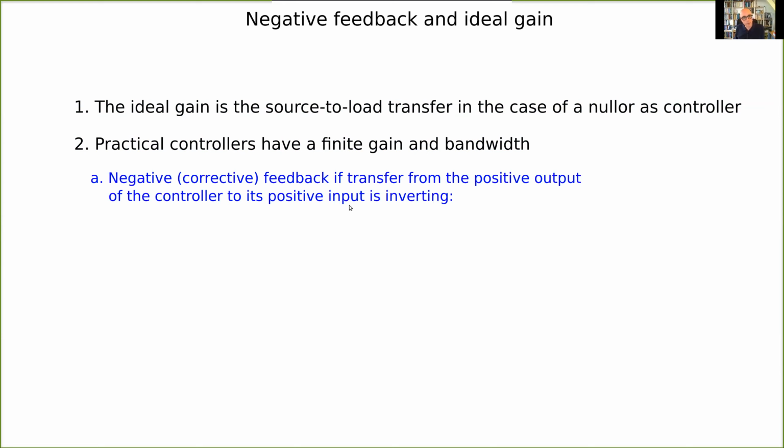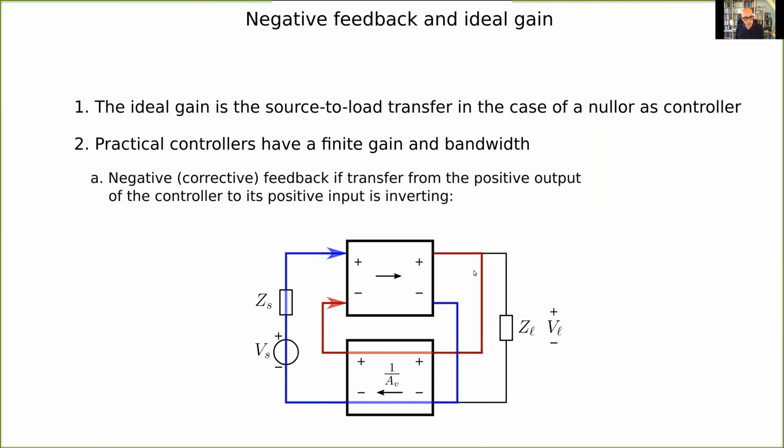Negative corrective feedback is established if the transfer from a positive output of the controller to its positive input is inverting. So you must have one inversion in the loop. Let's see how it works. Here you see it. The plus here, the red line goes to the plus, here goes to the plus, there goes to the minus there. So it means that we have one minus sign in the loop. We flip the voltage basically.